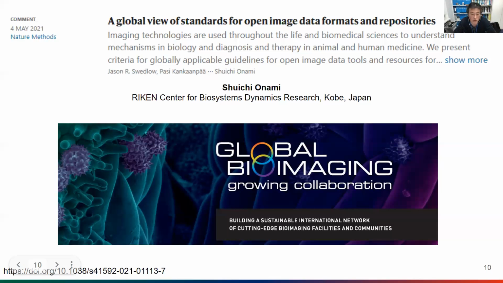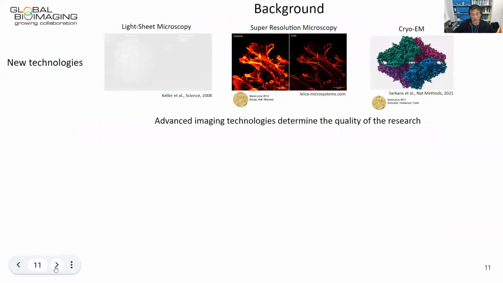So my name is Shuichi Onami. I'm from RIKEN, Japan. I'm talking about this paper, a global view of the standard for open image data format and repository. This is a proposal from the Global Bioimaging Image Data Management Working Group. I would like to first introduce Global Bioimaging. Next slide, please.